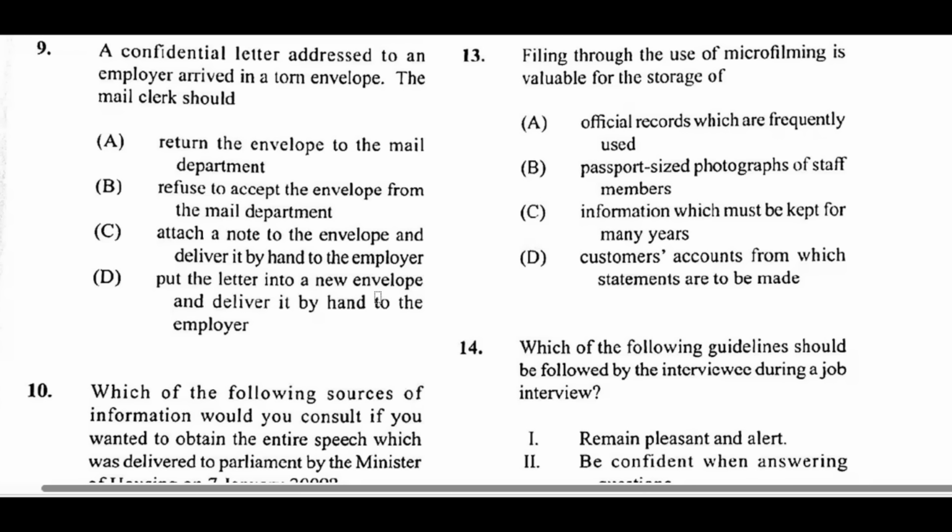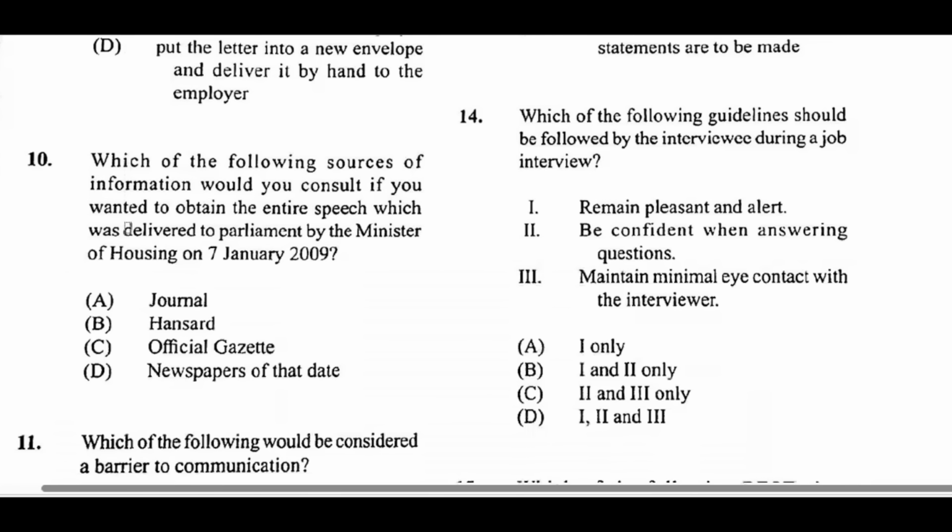If I take out the letter from the torn envelope, there's a possibility I can open the letter and view the content. Remember, the keyword is confidential. I cannot do that. I will be invading someone's privacy. So the best answer here will be C. Attach a note to the envelope stating this is how the envelope was received and deliver it by hand immediately to the employer. All right?